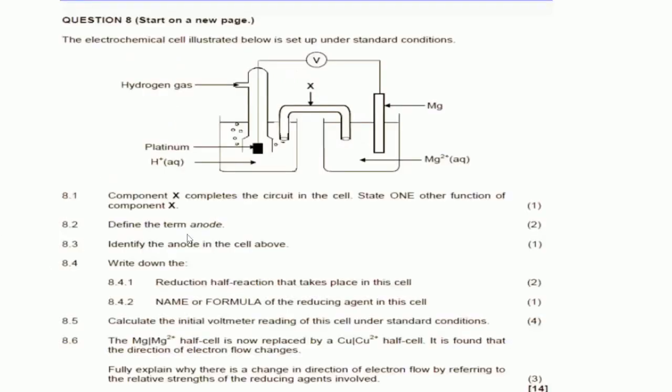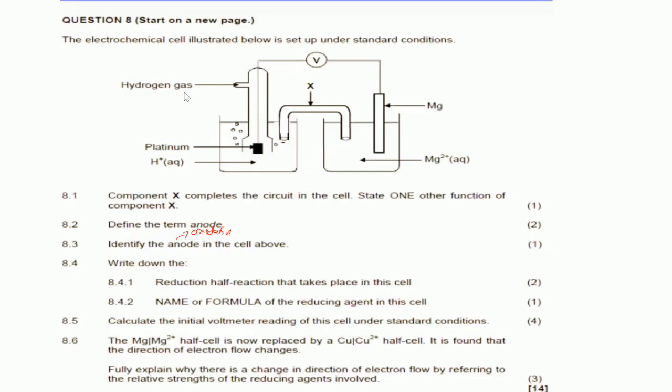Then 8.3 says identify the anode in the cell above. So now that we know that the anode is the one that will undergo oxidation, we have to check between this, which one is the anode. But then there's no need for us to go to the table here. This is only a mark. So how will we know which one is the anode here?